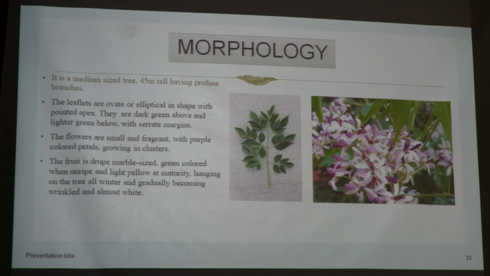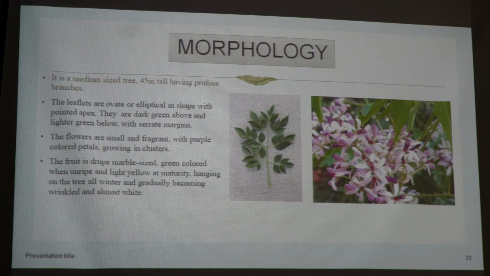Leaflets are ovate or elliptical in shape with pointed apex, just like neem. They are dark green above and light green below with serrate margins. All of you know about the margins of neem. Have you seen the neem now? Yes.